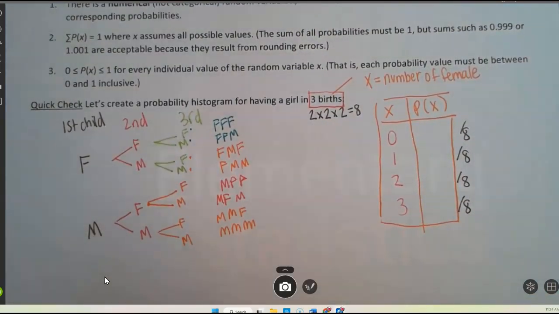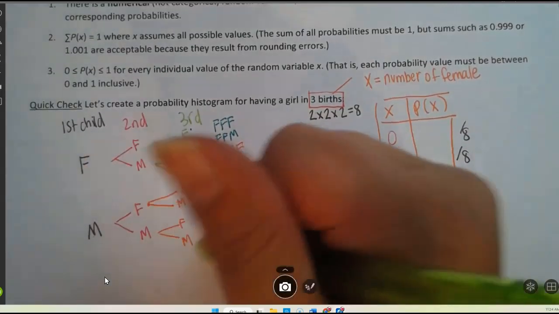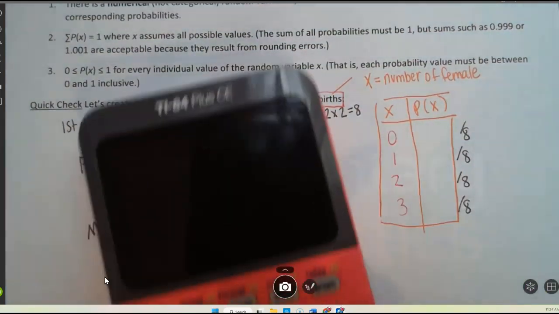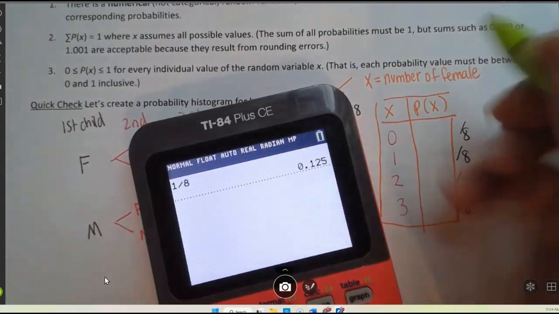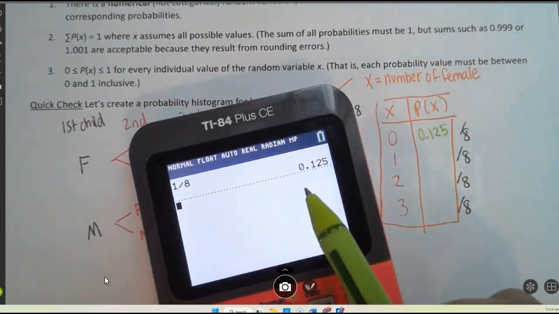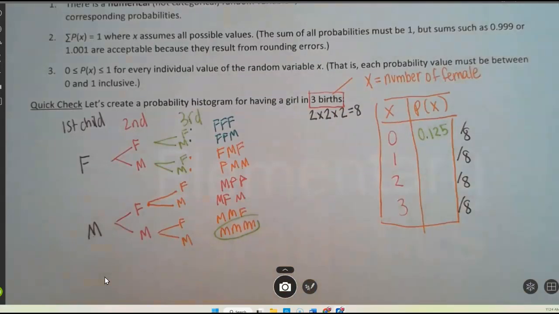Okay, so let's take a look at what would be the families that didn't have any girls. That would just be this one out of 8. So you just want to remember that you do 1 divided by 8, and you get the decimal. Because these don't go on forever, it's kind of nice when you're able to not have to round a decimal. That is exact.